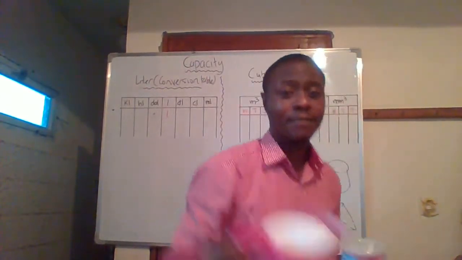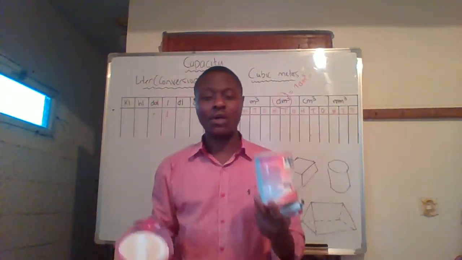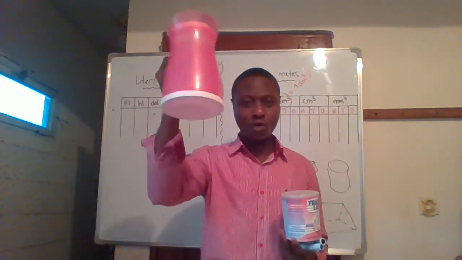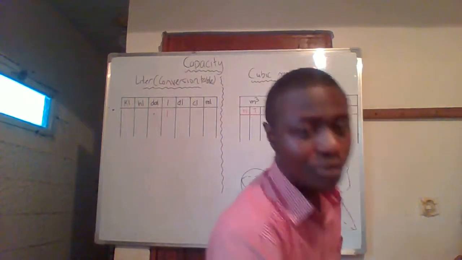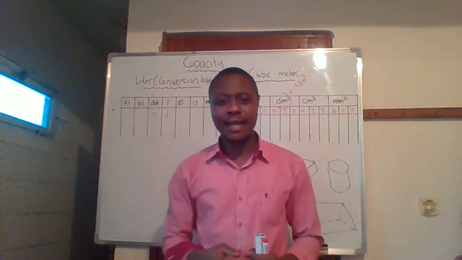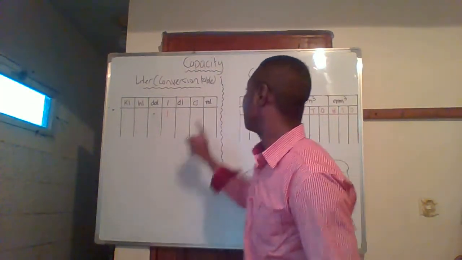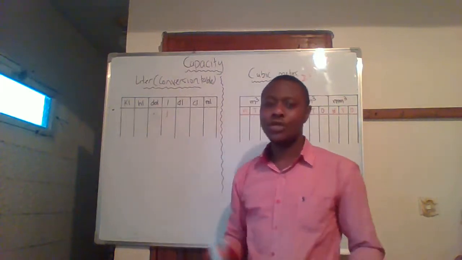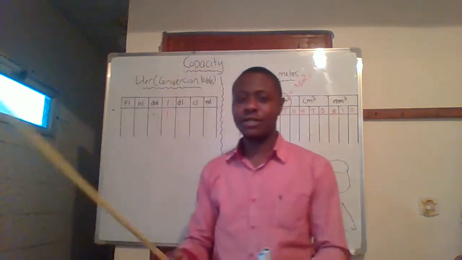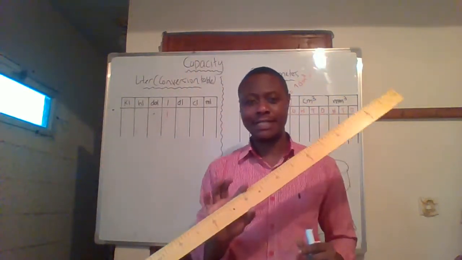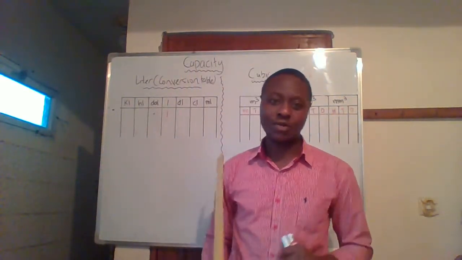If we look at this one, it is bigger than that one. So this capacity or volume is bigger than this volume. Now, capacity is usually expressed in liters. The liter is the unit of capacity, like you express the unit of distance in meters in the metric system. But here you're going to use the liter.